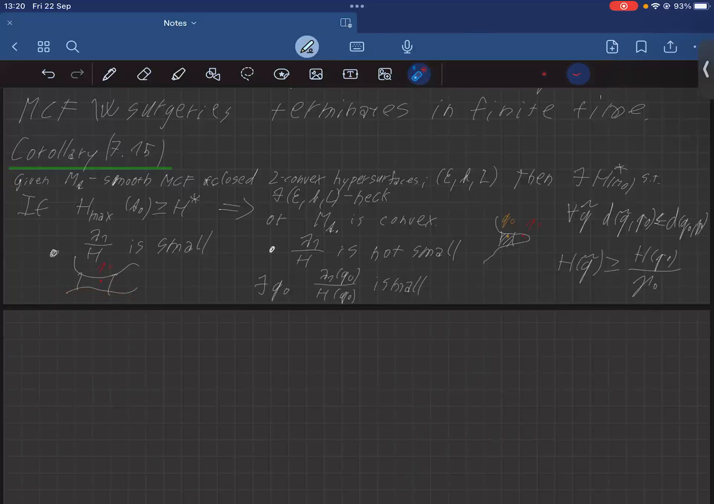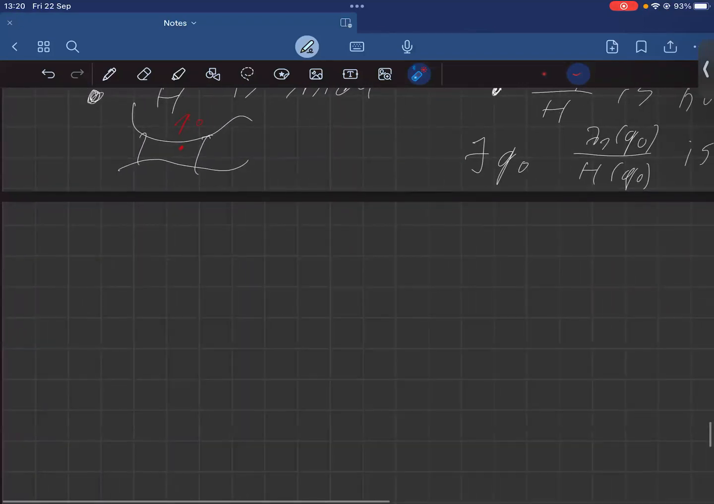And secondly, and more importantly, this just ensures existence of a neck. This doesn't mean that we can perform surgery and somehow the quantities will be nice. So it doesn't, for example, mean that the mean curvature is going to drop below this H star after we perform the surgery, right? And it kind of makes sense, right?